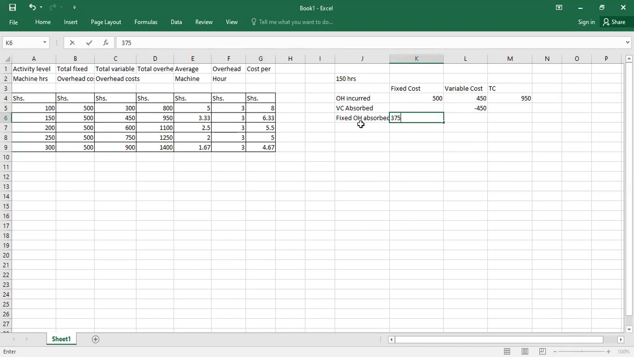So can we get the total overhead that was absorbed? Yes. The total overhead will be now the fixed overhead plus the variable overhead, isn't it? So what will be our total overhead? 500. So our total overhead.